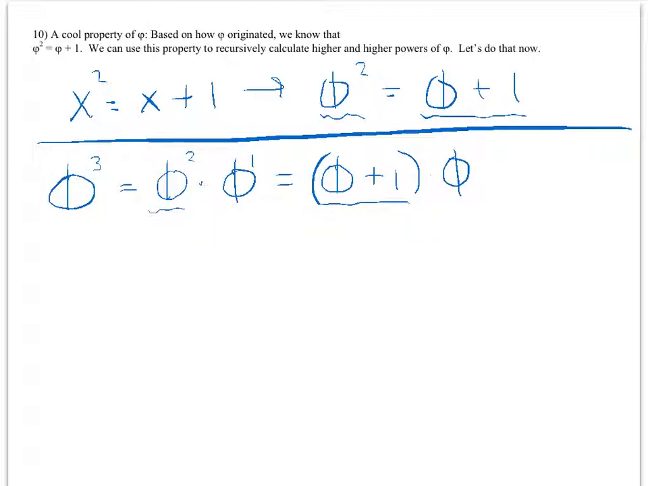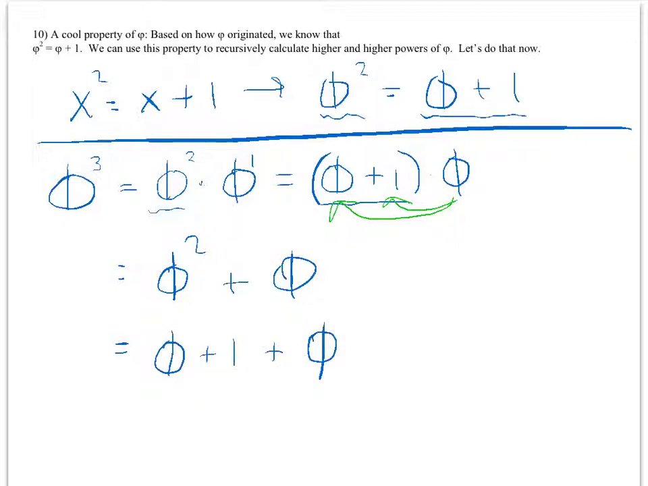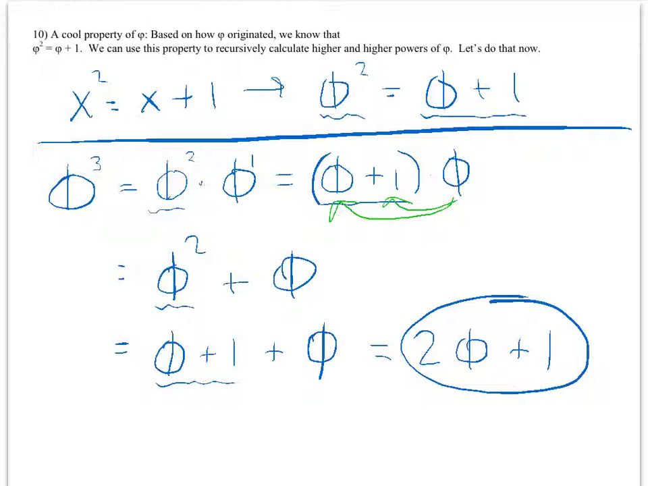Then I'm going to distribute this phi to both terms in the parentheses. So I end up with phi times phi, which is phi squared, plus 1 times phi, which is phi. And then I'm going to make the substitution again, replace the phi squared with a phi plus 1. So I have phi plus 1 plus phi. And now I can combine like terms. Phi plus phi is 2 phi plus 1. So that's phi cubed, 2 phi plus 1.